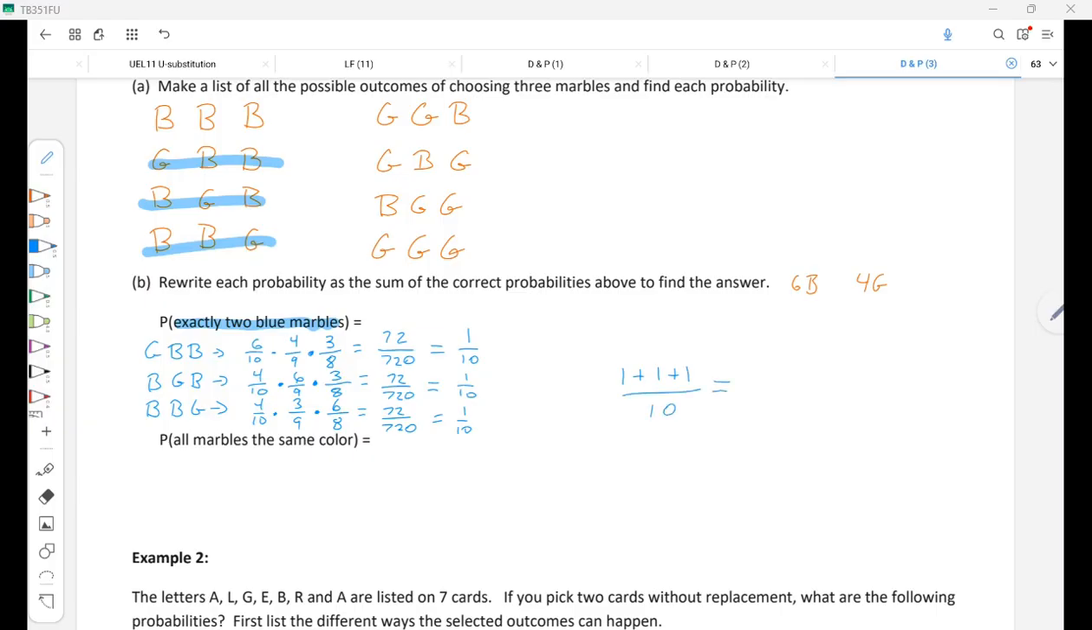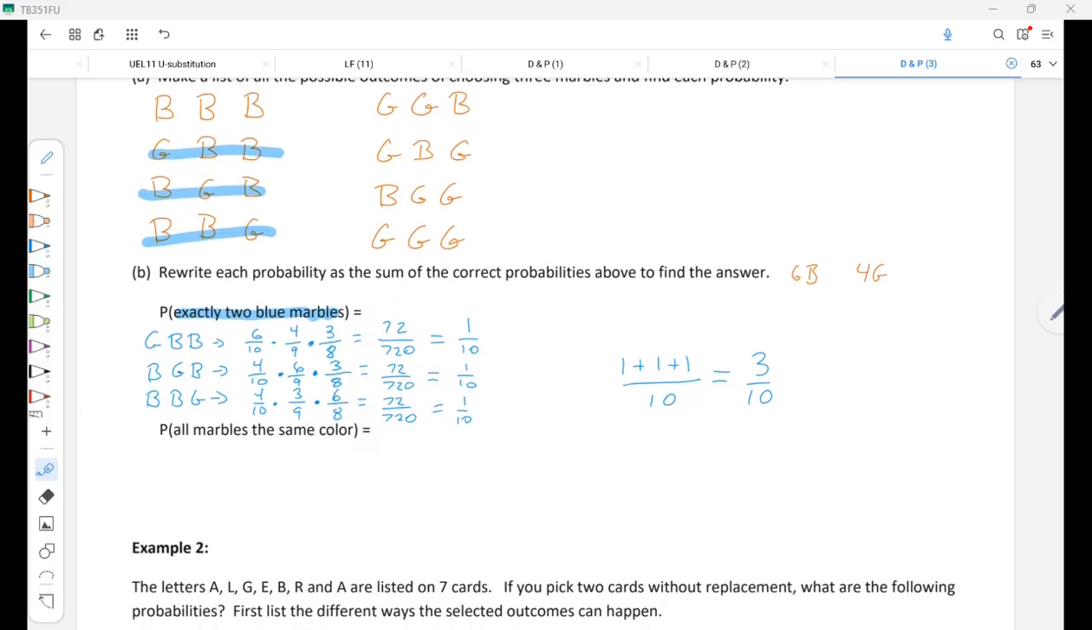And the answer to my question, what's the probability that you pick 3 marbles and you look in your hand and see that exactly 2 of them are blue? That's going to be 3/10. 1 plus 1 plus 1 is 3. The denominator stays the same, so if they all simplify to the same denominator, great. If not, like I think we'll see in the next example, use the unsimplified ones.